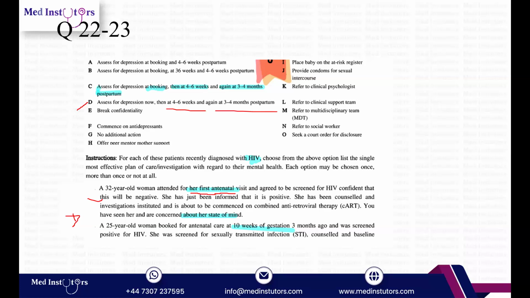Dr. Pradeep says E. Dr. Paul is also saying E. Dr. Manikam, Dr. Ruby, okay. Dr. Husni says E as well. Okay. You're all right. You'll have to break confidentiality in such a case.